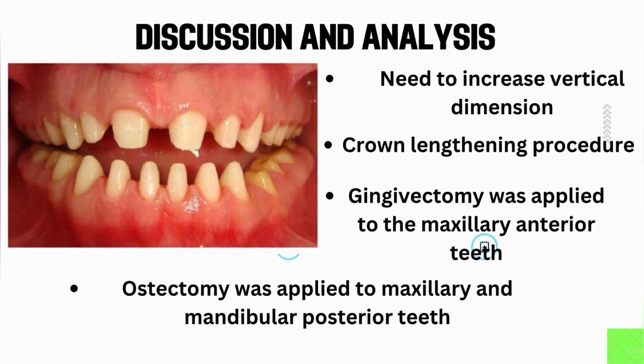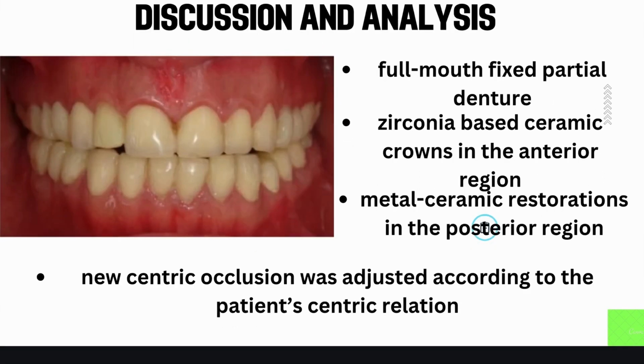Surgical bone removal or ostectomy was performed on the back teeth on both of the upper and lower jaw due to insufficient gum width and to establish the proper distance between the tooth and gum for health. Gum tissue removal, gingivectomy, was carried out on the upper front teeth to achieve a balanced gum appearance. The patient's treatment involved a fixed partial denture that spanned the entire mouth.